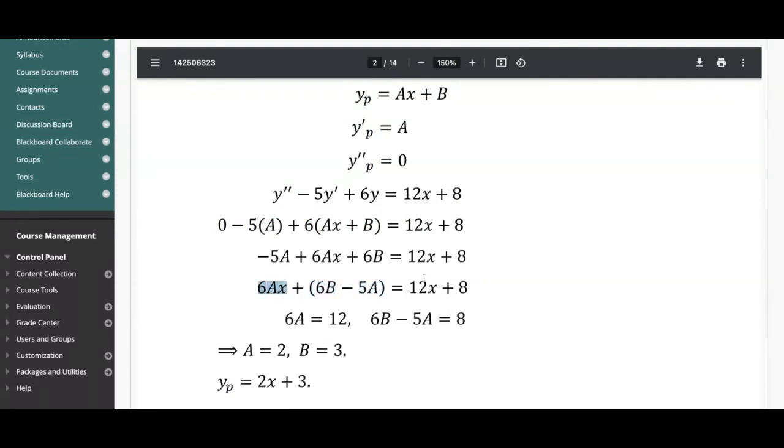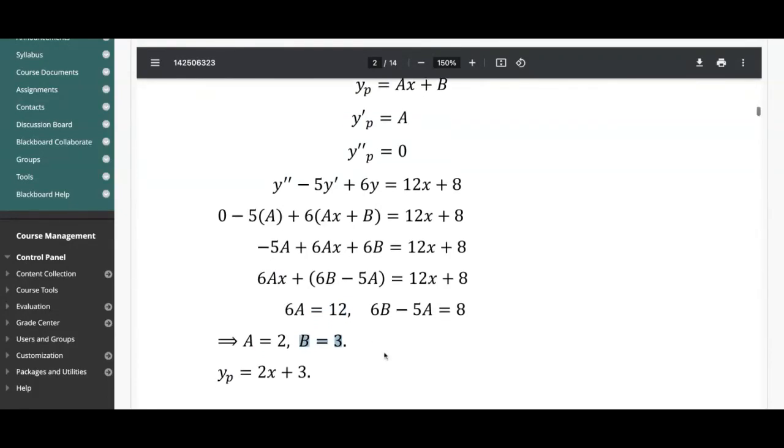So see this x term on the left-hand side, x term on the right-hand side. Because this is an equation, their coefficients have to equal each other. So that tells us 6a equals 12. And for the constant term, 6b minus 5a equals 8. So a equals 2, we plug in, we get b equals 3.